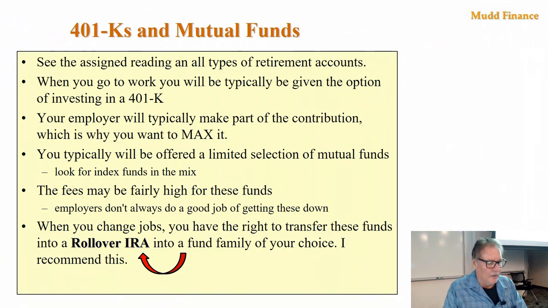Now, the one takeaway that I want to remind you of over and over again, because it will be an issue for nearly every one of you, is that when you transfer jobs and you have, say, $30,000 or so tied up in a crappy 401k that you really can't manage and doesn't have a good fund selection, you have the right to pull every penny out of that and put it into an IRA. And the process is called a rollover IRA. There's no such thing as a rollover IRA. The reference means you are rolling over into a traditional IRA.